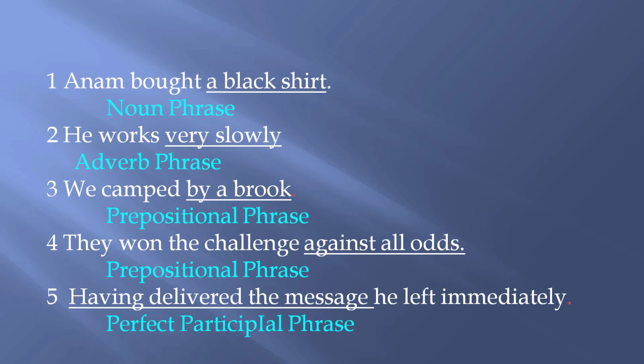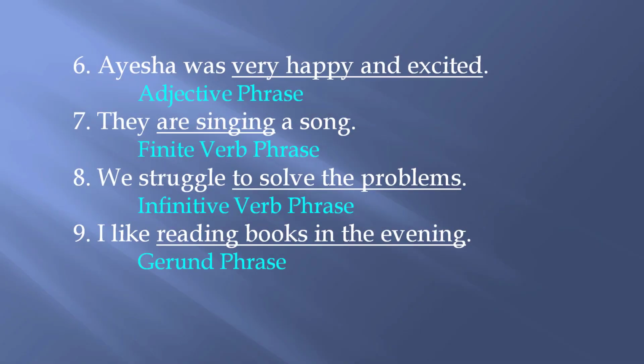In the fifth sentence, having delivered the message is perfect participial phrase. In the sixth sentence, very happy and excited is adjective phrase. In the seventh sentence, are singing is a finite verb phrase. In the eighth example, to solve the problems is infinitive verb phrase, and in the ninth example, reading books in the evening is a gerund phrase.